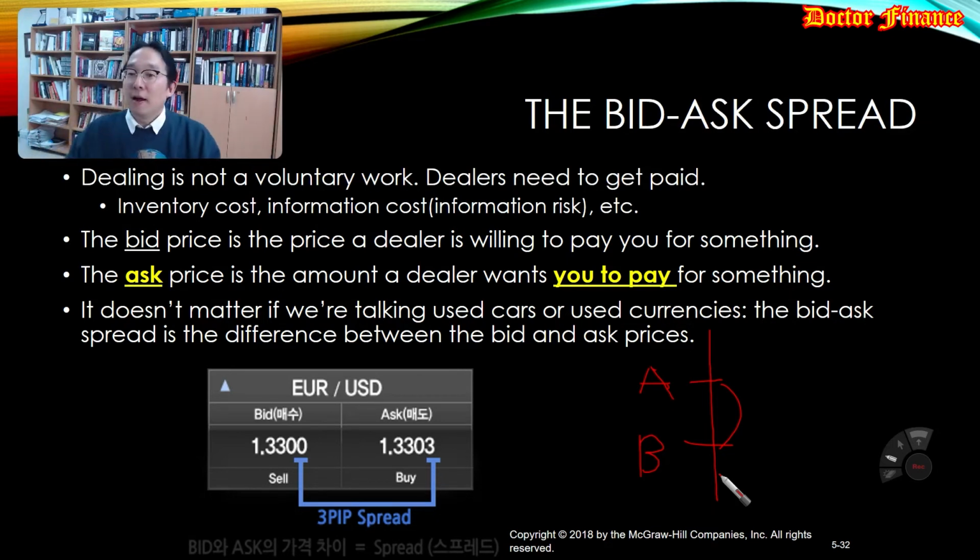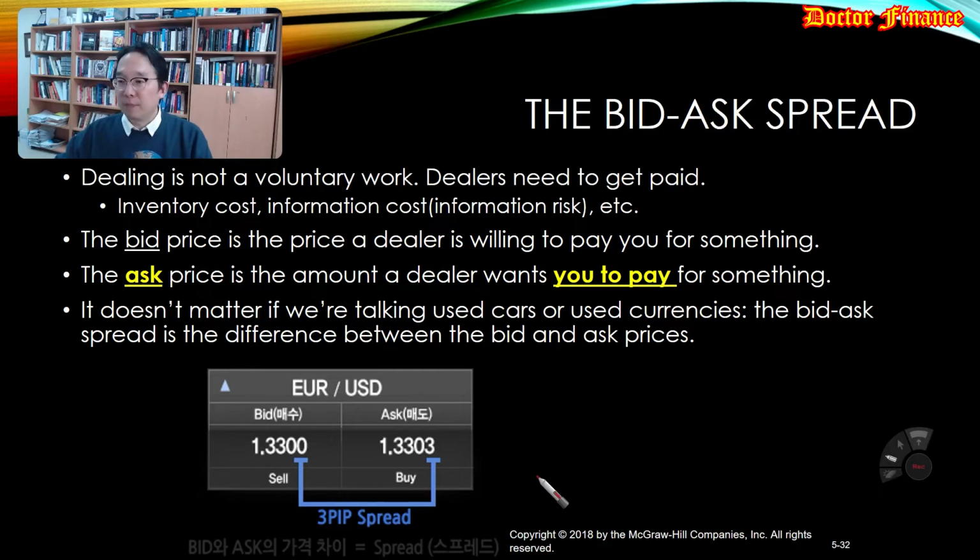It doesn't matter if we are talking about used cars or currencies, right? In the US market, US students are well experienced in buying used goods, right? Used cars. You want to buy it low, right? The dealer buys it low and sells that used car at a higher price. The bid-ask spread is there. They want to make money out of it, right? Same idea.